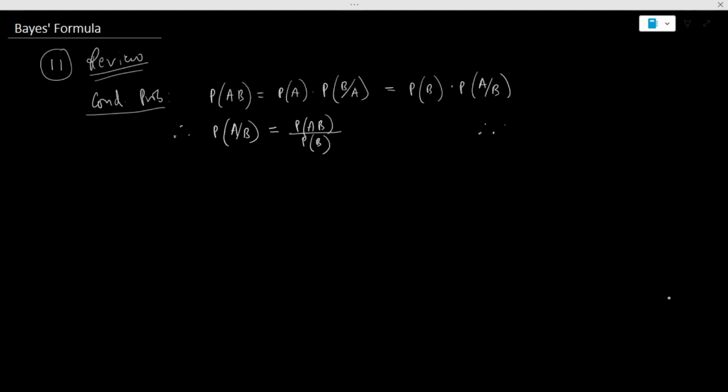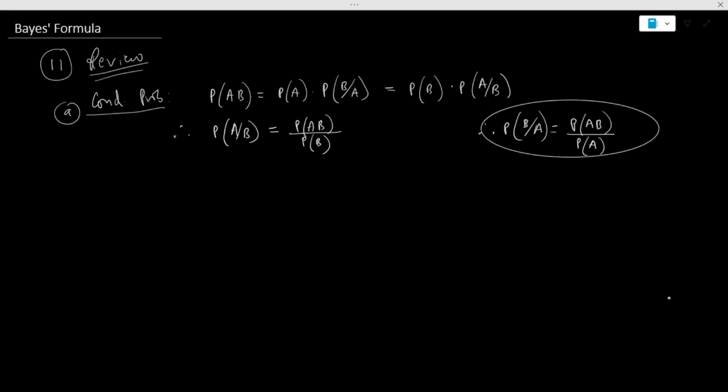Similarly, the conditional probability of B when we know A, that is the probability of B conditional on A, is equal to the probability of AB, where AB refers to A intersection B, divided by the probability of A. So we have seen conditional probability, and now let us talk about the Bayes formula. The Bayes formula is nothing new.